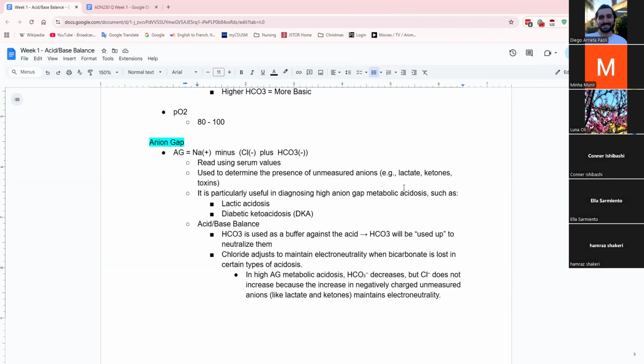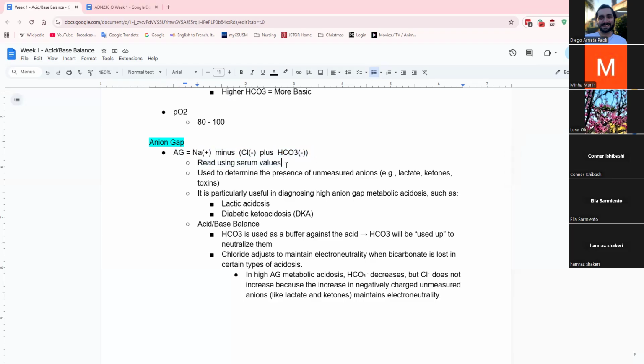The anion gap, if it's not being measured through a serum, is going to be calculated by a formula. So the anion gap is equal to your sodium levels subtracted by the summation of your chloride number alongside your bicarbonate. And these are all serum values.